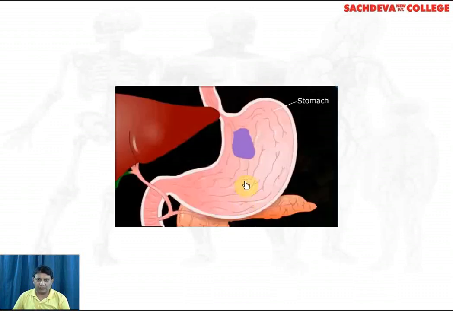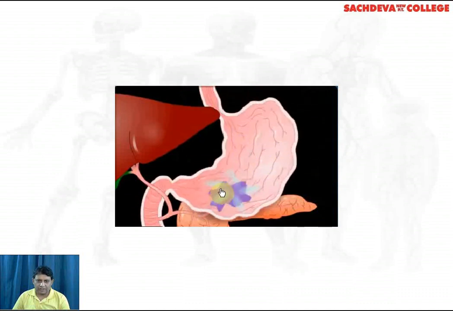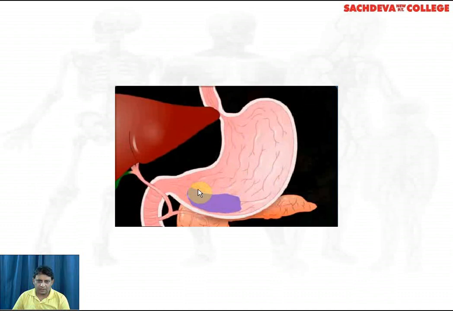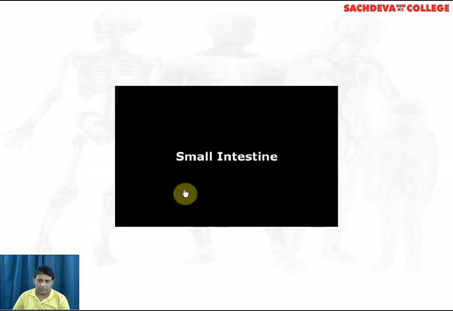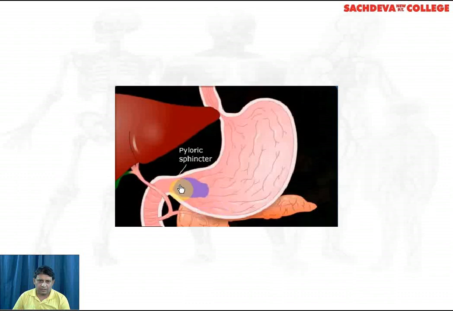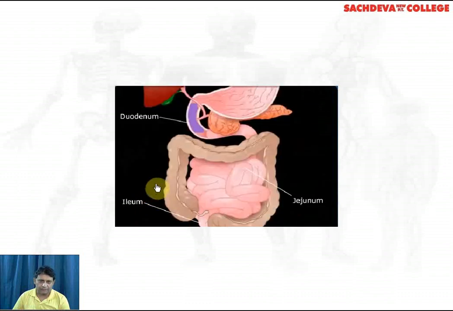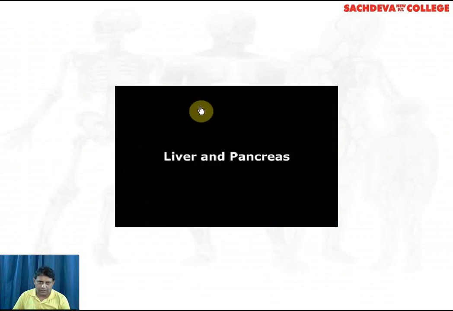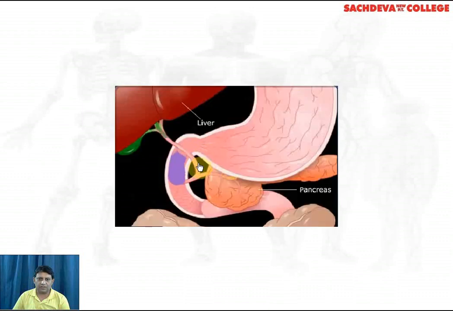Food reaches the stomach. These are the rugae present in the stomach. From the stomach, food passes into the small intestine. It is now called chyme. This is the pyloric sphincter, which allows entry of the food from the stomach into the duodenum. This is how it moves in the small intestine.